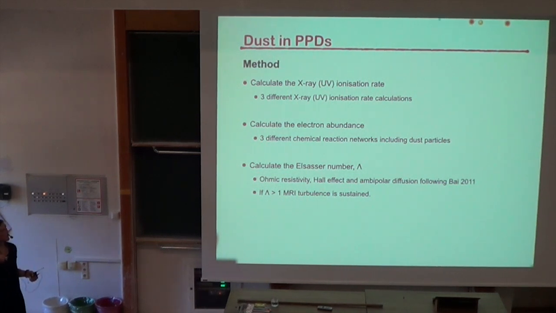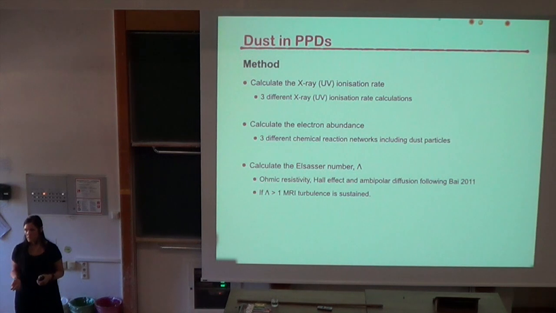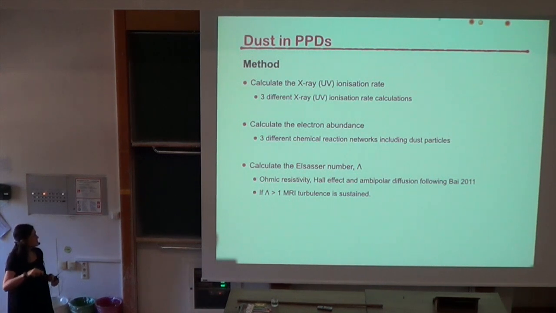So I use three different chemical reaction networks. There are also different ways of calculating the ionization rate in the disk, so I also use three different ionization rate calculations, mainly for the X-ray, but later on also for the UV ionization in the disk. In general, what I calculate are the Elsasser numbers: if this number is larger than 1, then I know that turbulence is sustained. If this number is smaller than 1, then the disk is rather not turbulent. And this Elsasser number can be calculated for these three different regions.